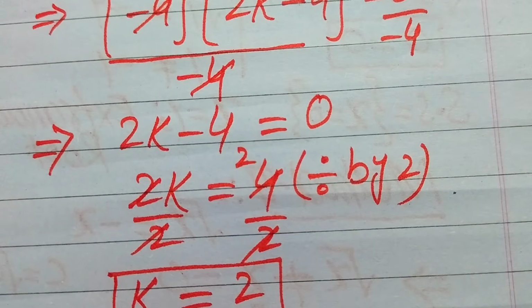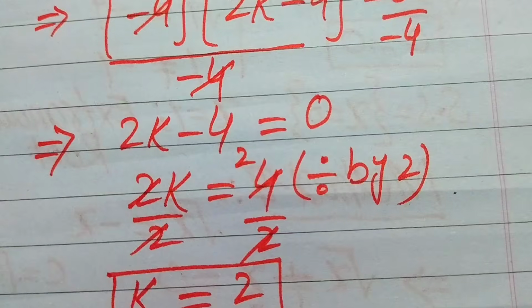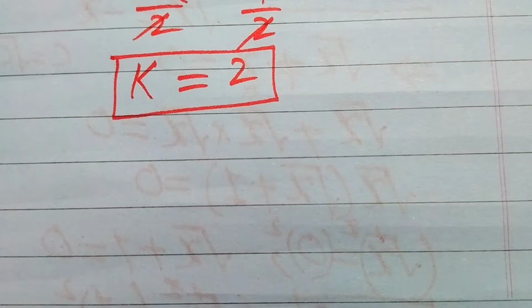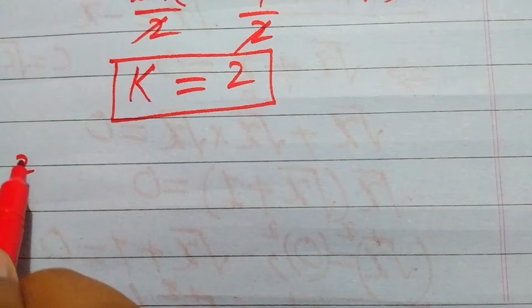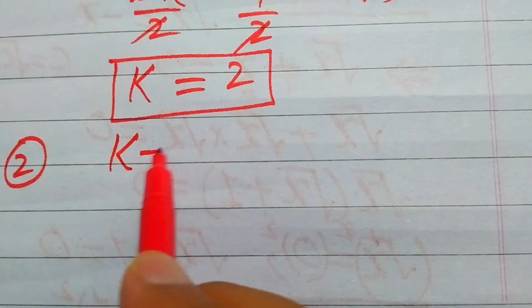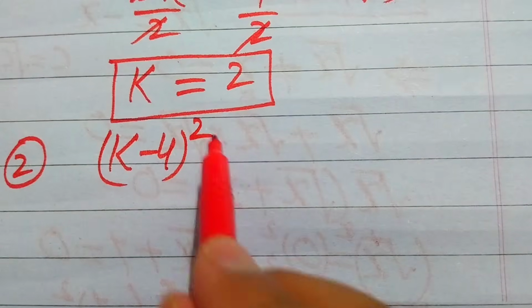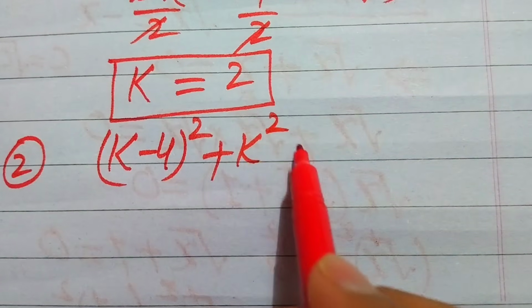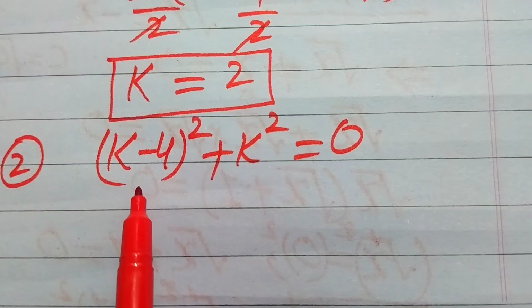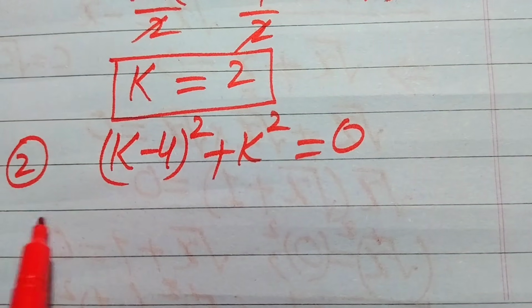So from the first case we easily get the value of k equals 2. And now here we need to solve our equation number 2. So our equation number 2 is copied down here. It is (k minus 4) whole square plus k square equals 0. So we expand this formula here, and this will be written in this form.